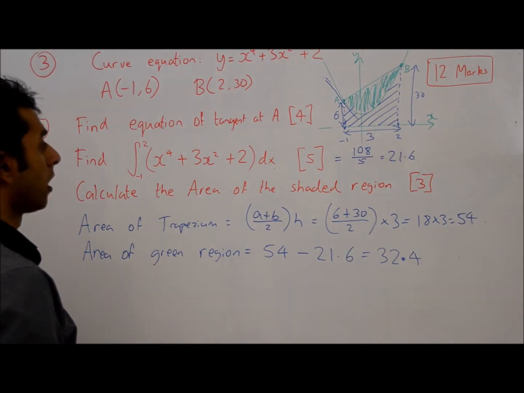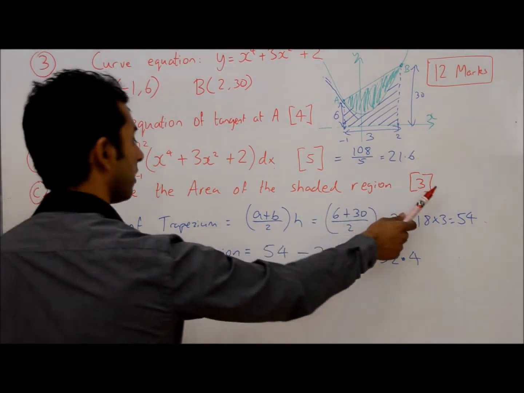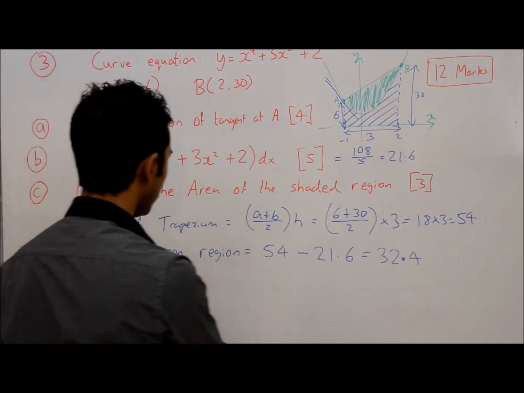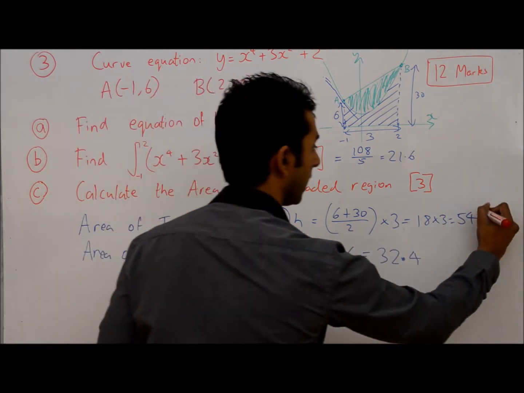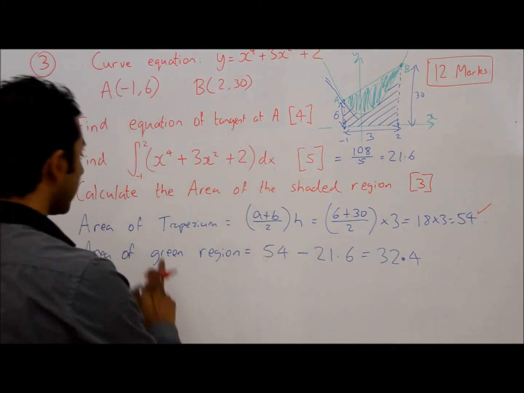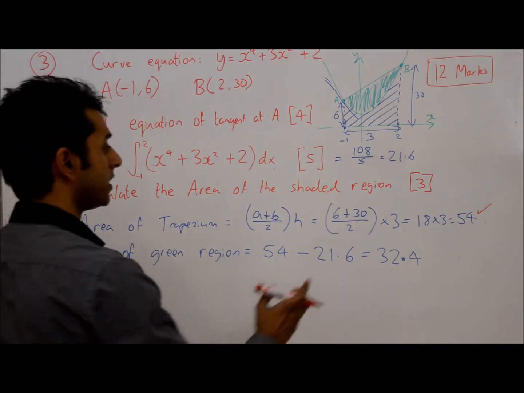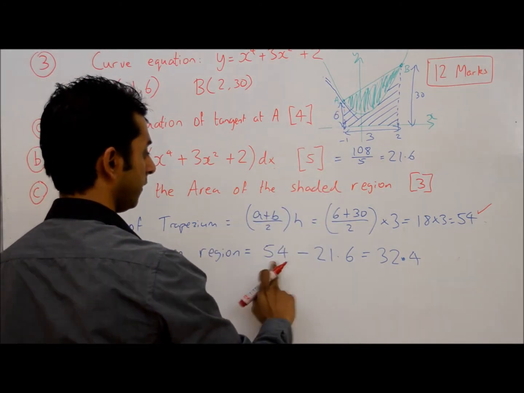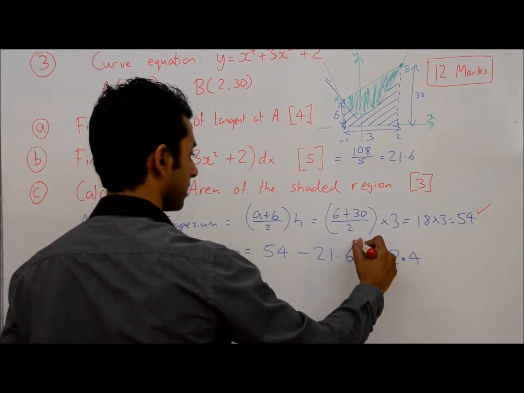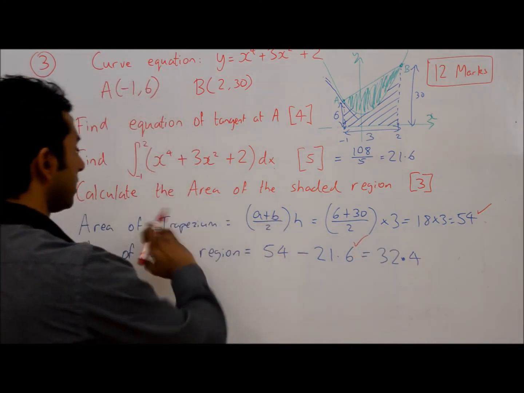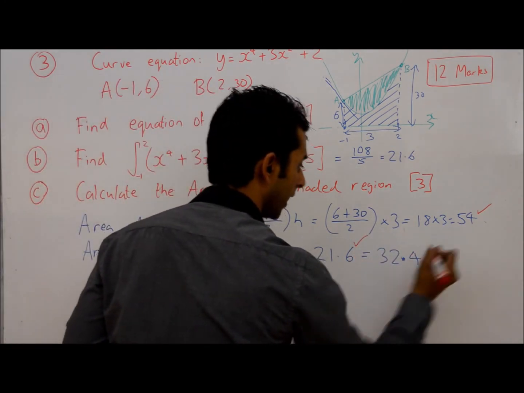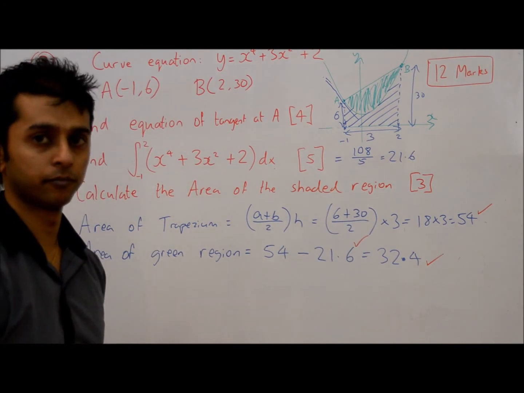So let's go through the mark allocation for this question. It was worth 3 marks. Your first mark would be to work out the area of the trapezium as 54. Your second mark would be to realise that you'd need to subtract the 2, so 54 take away 21.6 to work out the answer to the question, and finally you get an answer mark for 32.4.